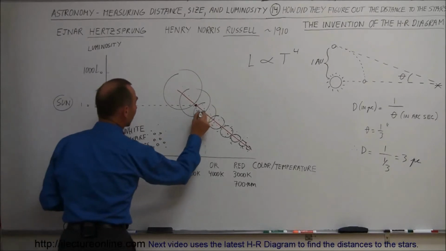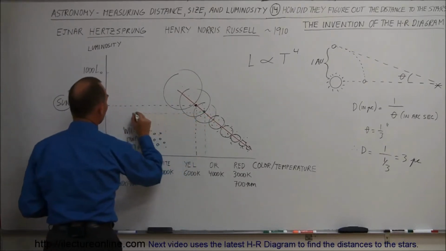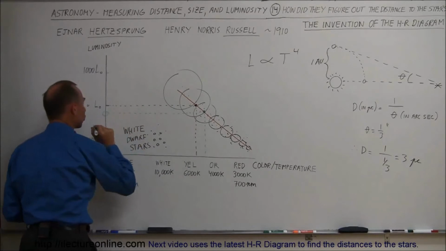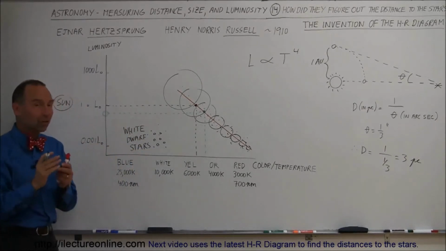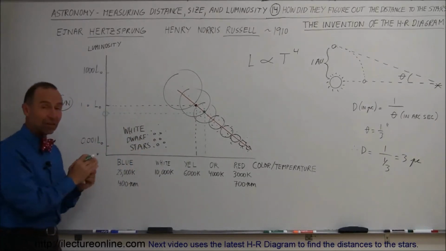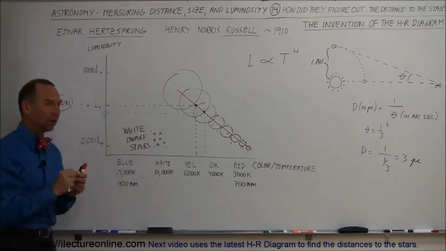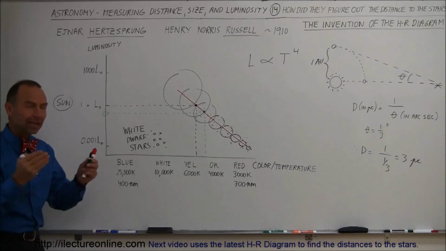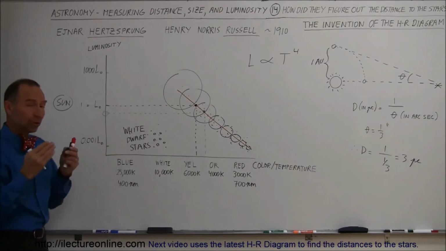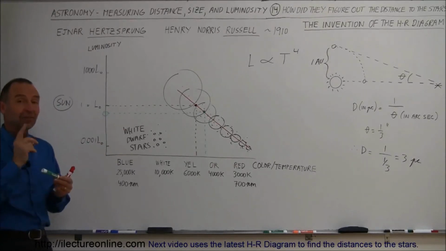And then we'd go ahead and move this over here, and we would be able to determine the luminosity of the star, not just the way it appears to us, but the way it actually is, the real luminosity of the star. So now we would have the real luminosity of the star, we would have the apparent luminosity, and with those two indicators, with those two results, we could actually find the distance of the star.